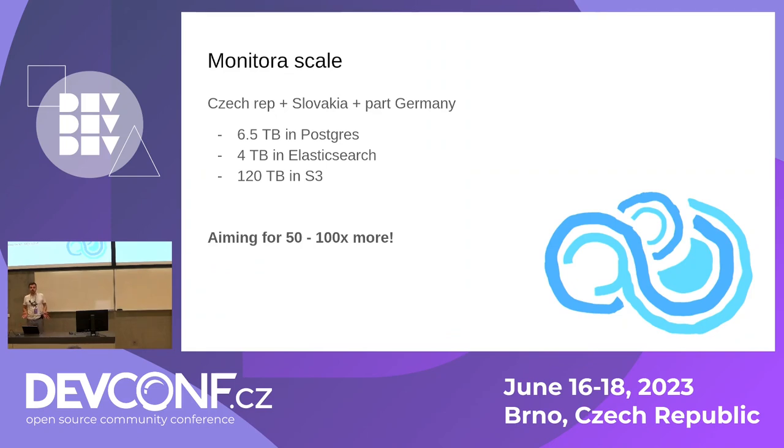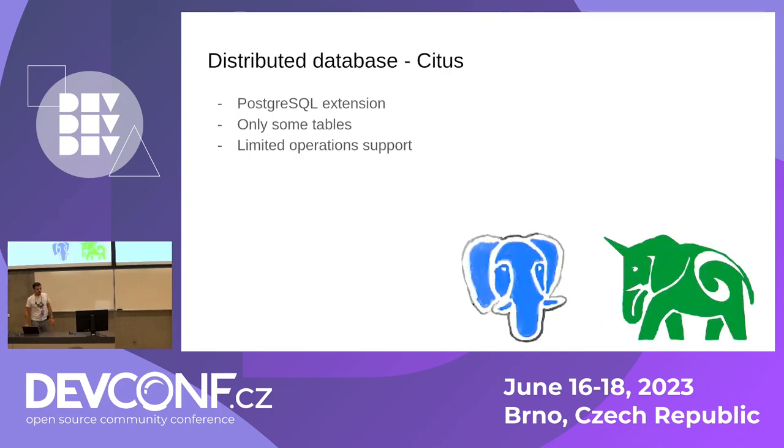What scale are we talking about? At the moment, we are mostly Czech Republic and Slovakia, partially Germany and other countries, and we have more than 6 terabytes in a Postgres database, and we are aiming for 50 or 100 times more to be able to scale it to the whole world. So for this, we use a distributed database. So we want to scale it horizontally because that big server would be possible but a bit unwieldy.